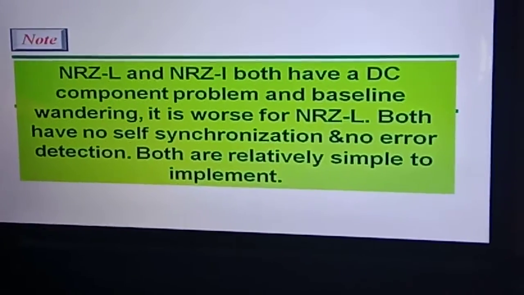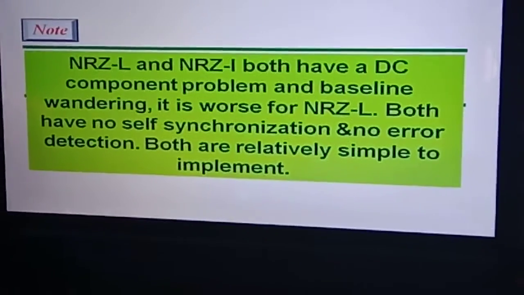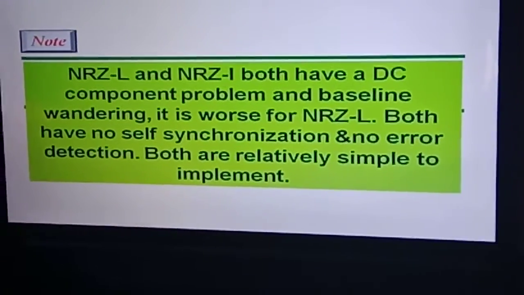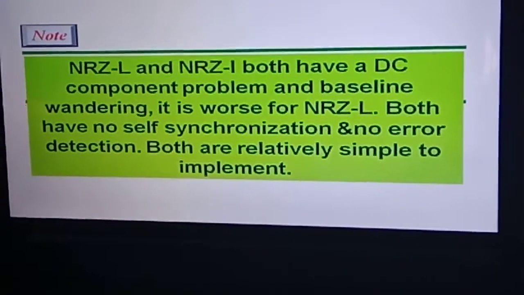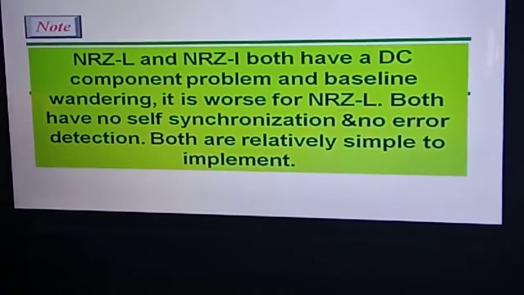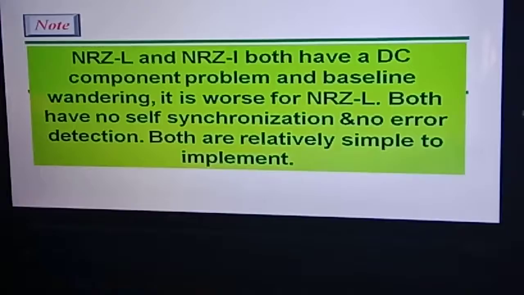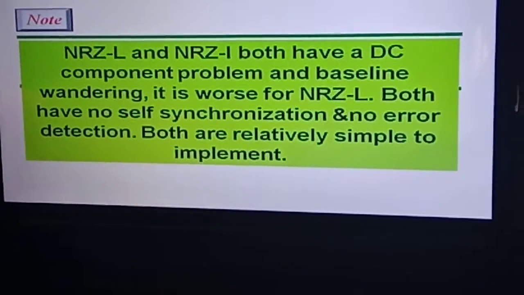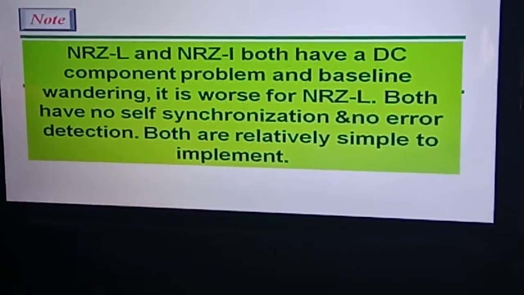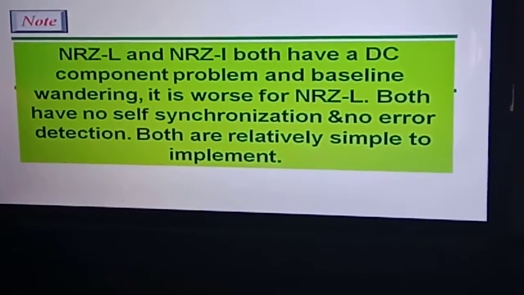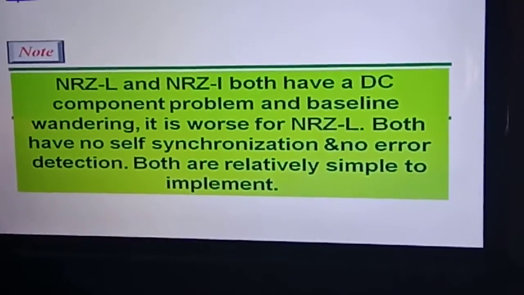Non-return to zero level and non-return to zero inversion both have a DC component, that is, a direct current component, which we already discussed in the previous problem, along with baseline wandering. This is worse for non-return to zero level. The voltage may be altered at any instant, so the signal content can be altered. So for this problem there is no synchronization. If there is a DC component, there is no synchronization, and without synchronization we cannot evaluate the amount of data in the signal accurately.